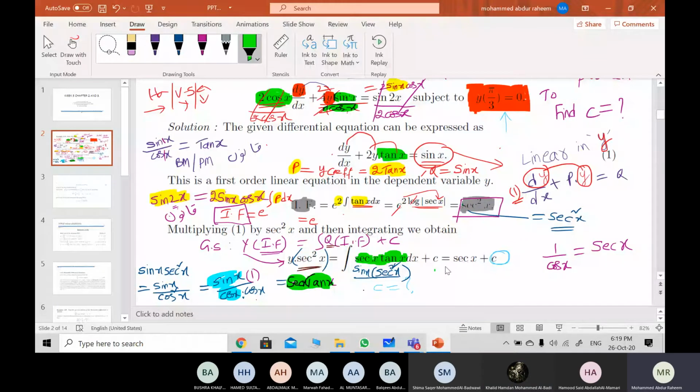Okay, and next step, integral of secant x dx. You know the rule, integral of secant x tan x.